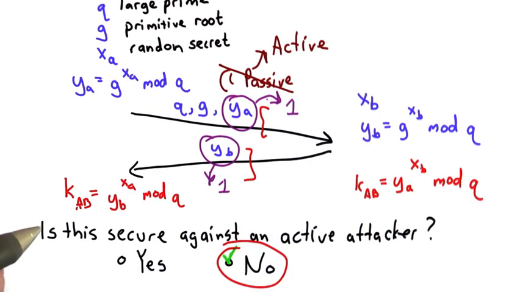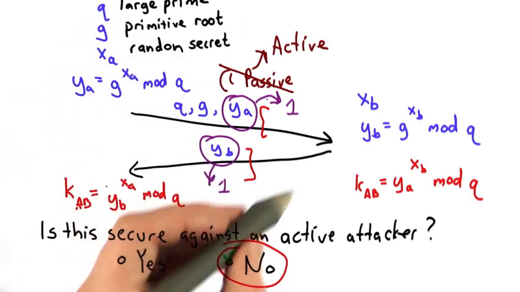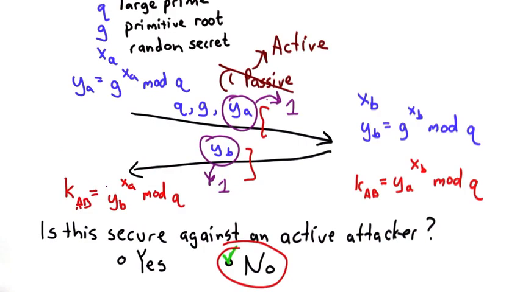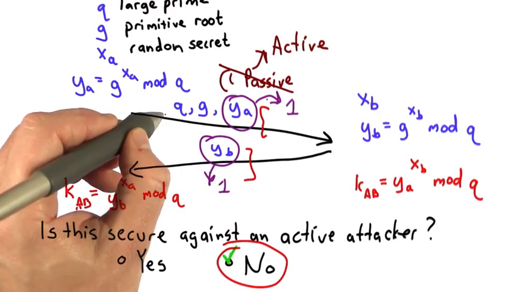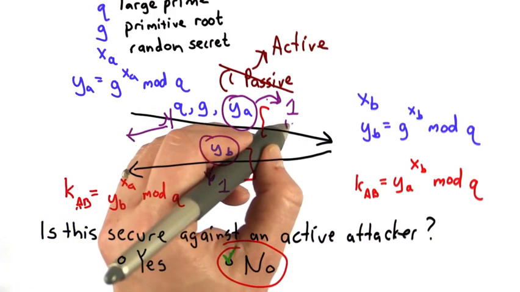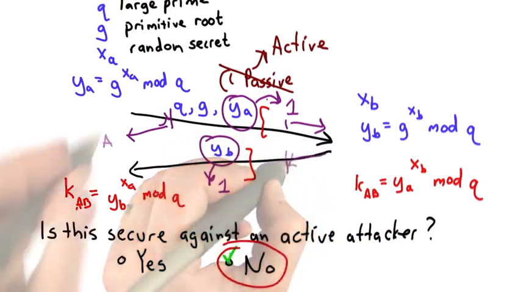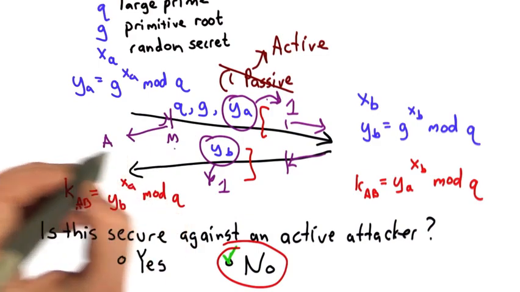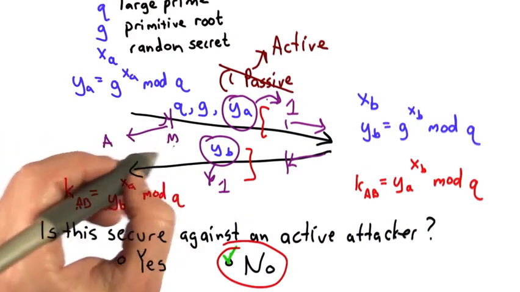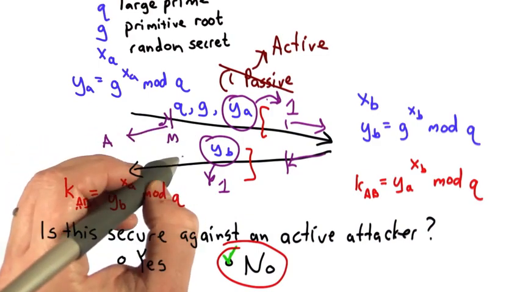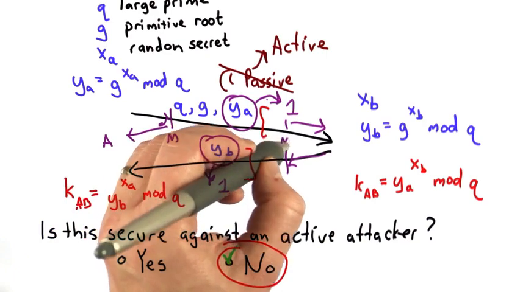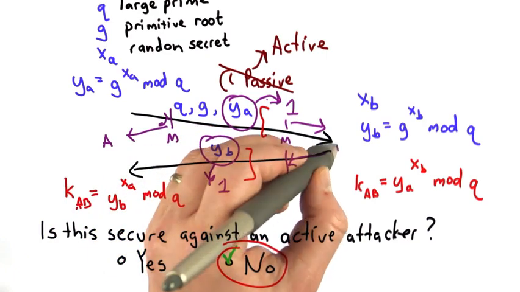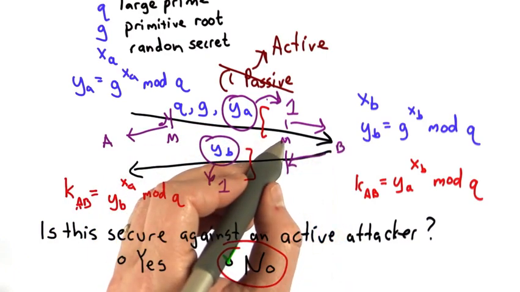It would be the key value 1, which would be known to the eavesdropper and make all messages encrypted using that key vulnerable. The attacker could also intercept the protocol here and separately execute the protocol with each party. This would make Alice think that she has a secure key with Bob, but it's actually a key shared with the attacker in the middle. And it would make Bob think that he has a secure key with Alice, but it's actually a key shared with the attacker in the middle.